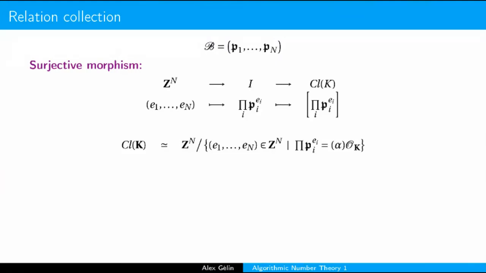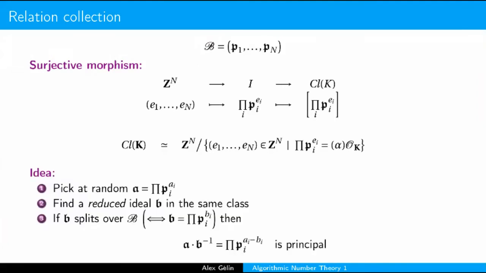Okay, but how can I do that? Here is the idea of the algorithm. At first, I pick an ideal at random. I take a power product just to ease the computation. Then there is a reduction step to get another ideal.